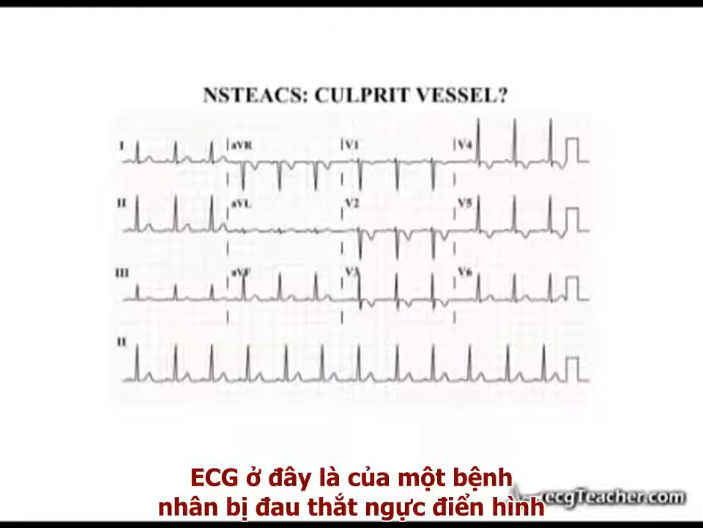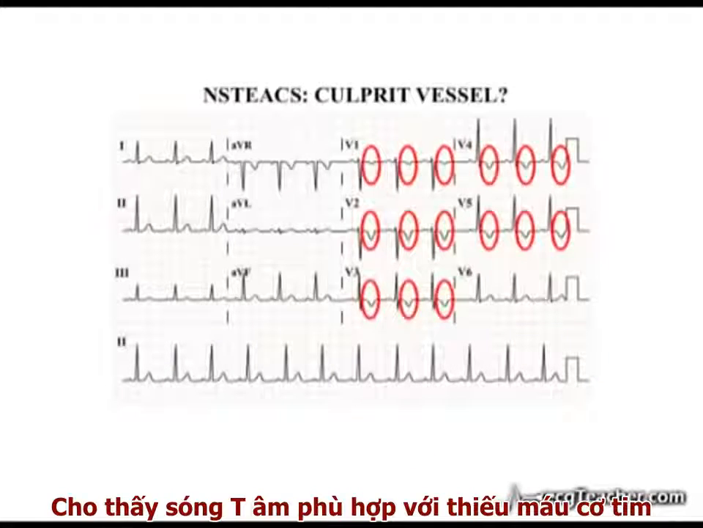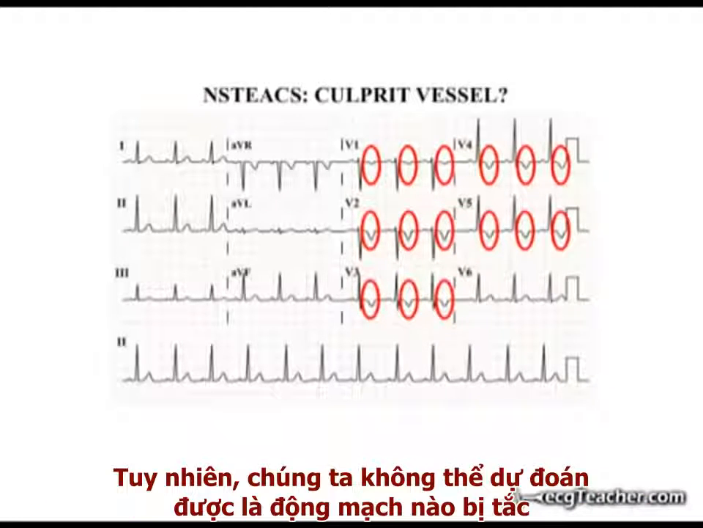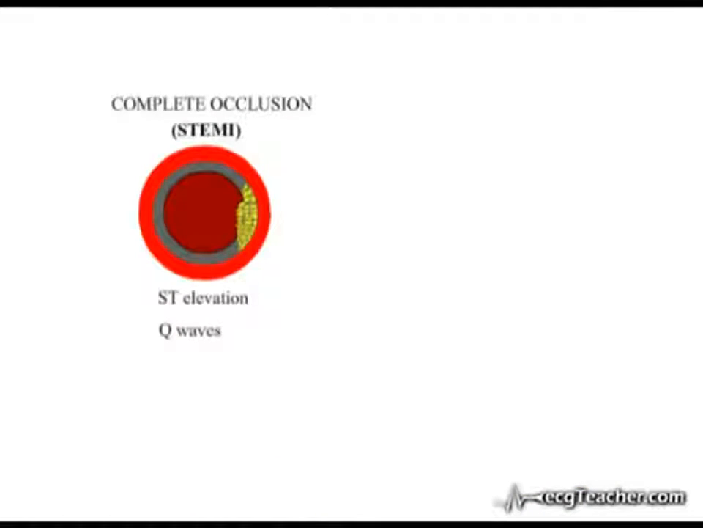The ECG shown here from a patient with typical chest pain demonstrates T-wave inversion, which is certainly consistent with myocardial ischemia. However, we cannot deduce which coronary vessel is involved.